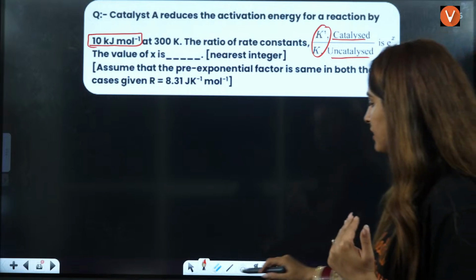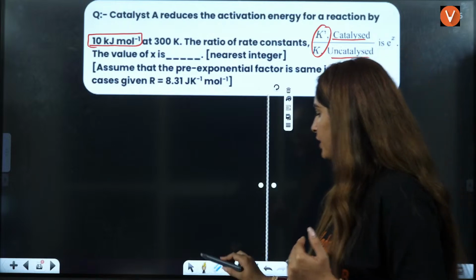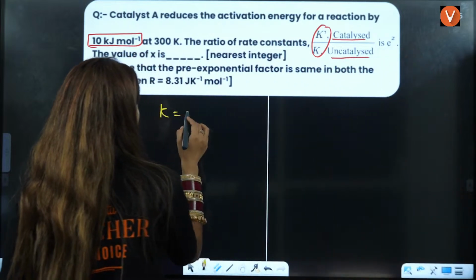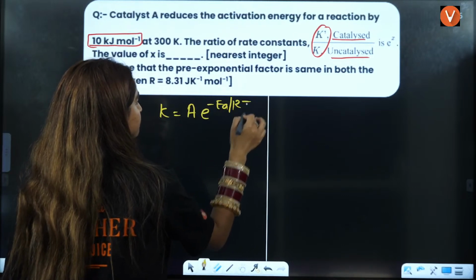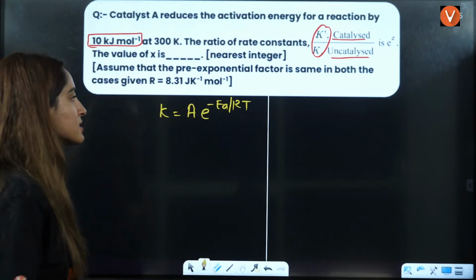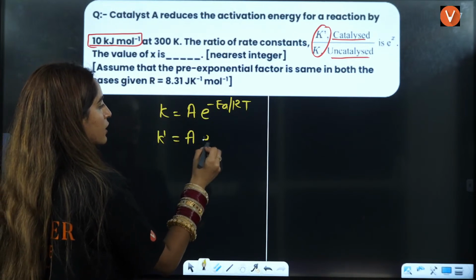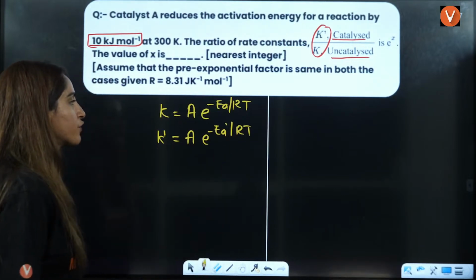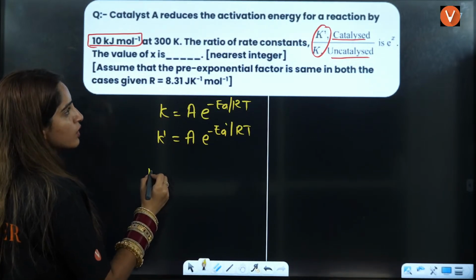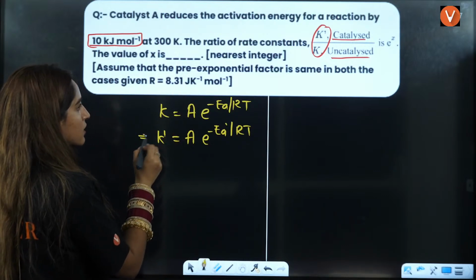You have to tell the answer here. Beta, look, you have two equations here. We know that k is equal to A e raised to power minus Ea by RT. For k dash, that is catalyzed, this is A e raised to power minus Ea dash by RT.